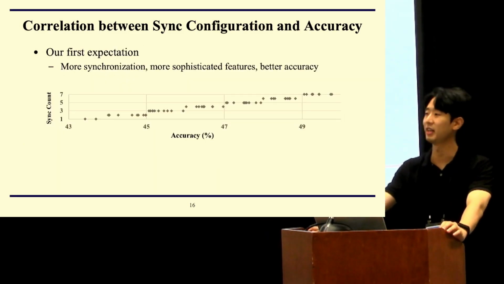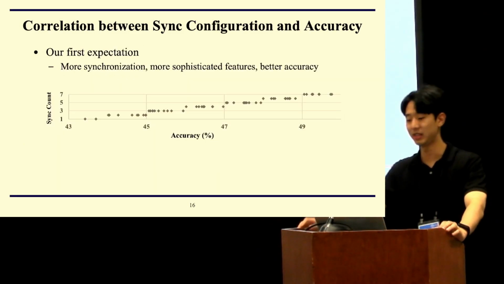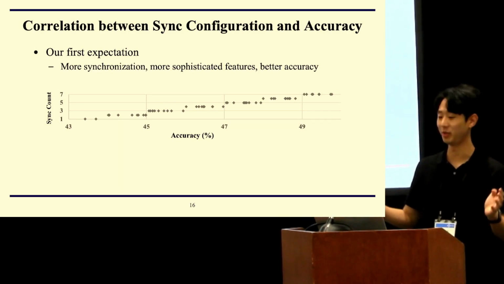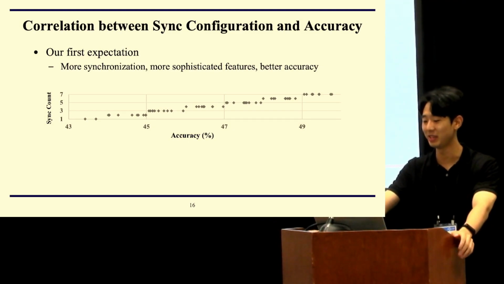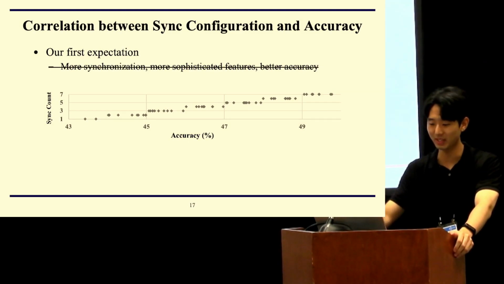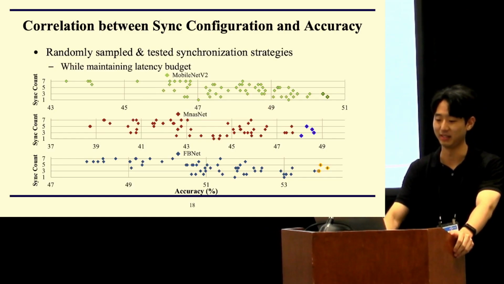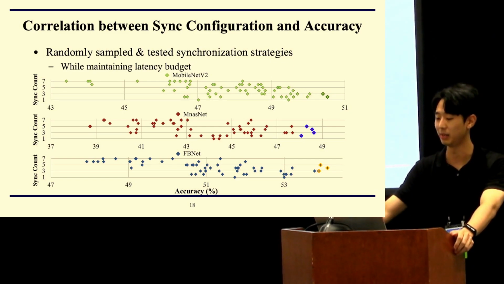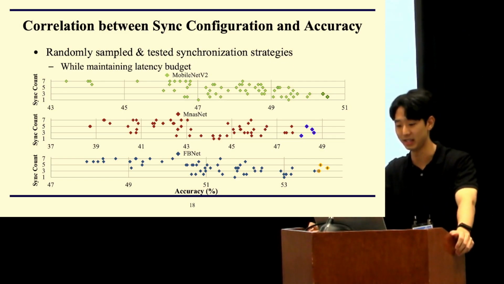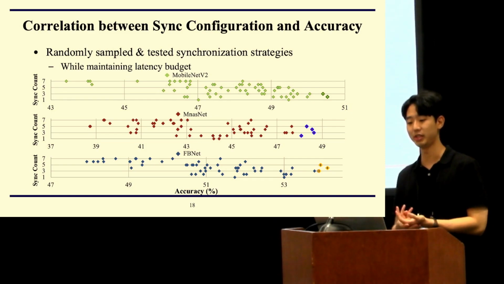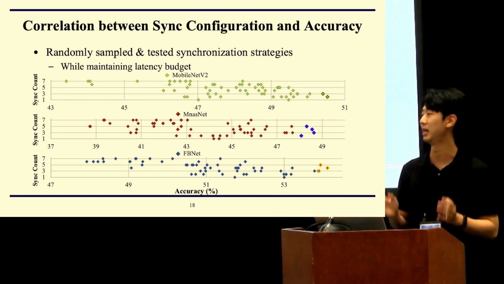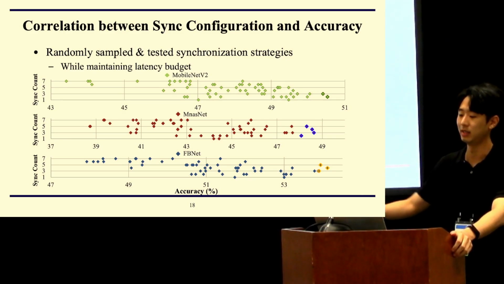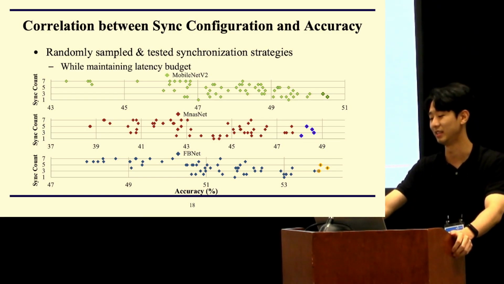So naively thinking, our first expectation was that more frequent synchronization between models might extract more sophisticated features and therefore yield a better accuracy. However, it was not true. To check this, we chose the three most popular lightweight CNNs, MobileNet V2, MNASNet, and FBNet, and randomly sampled 50 models that have different synchronization strategies while maintaining the latency budget. Then, as shown in this graph, we found that our expectation was wrong and got several insights.